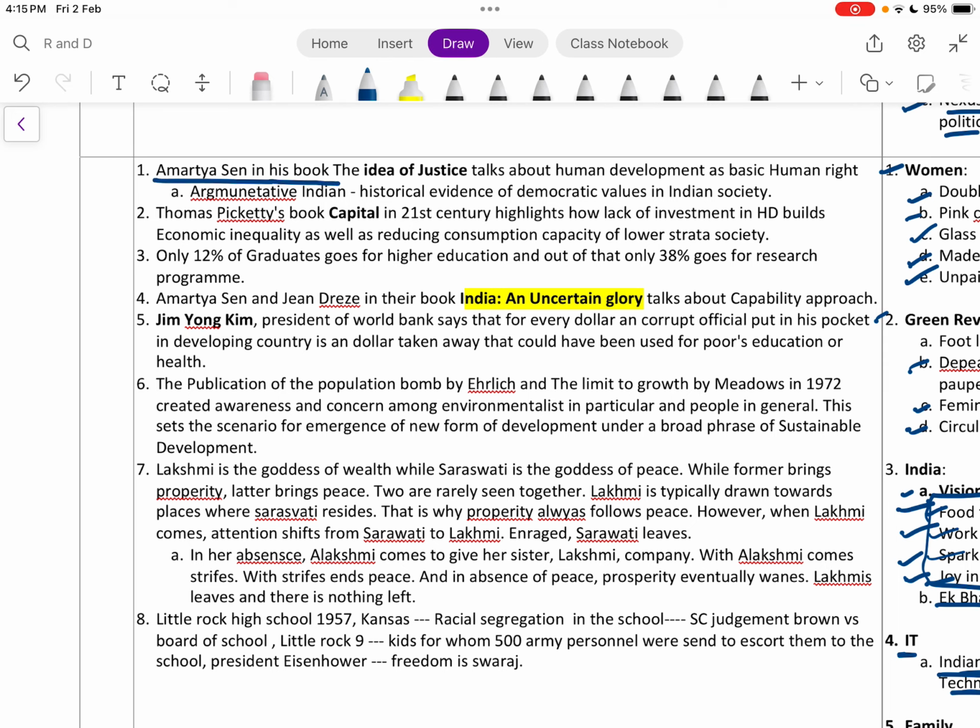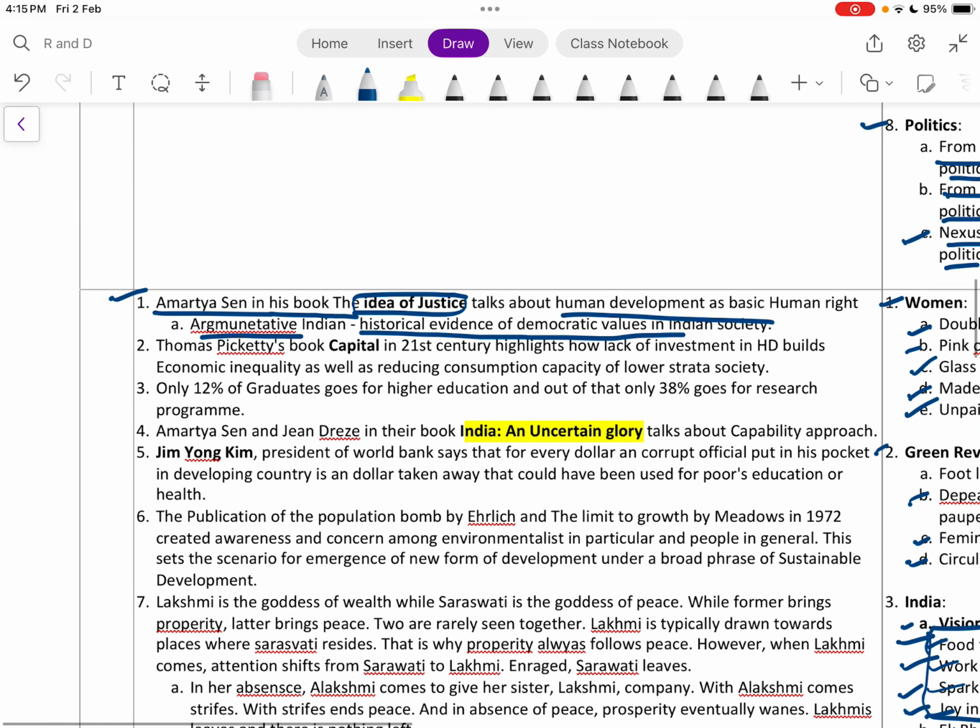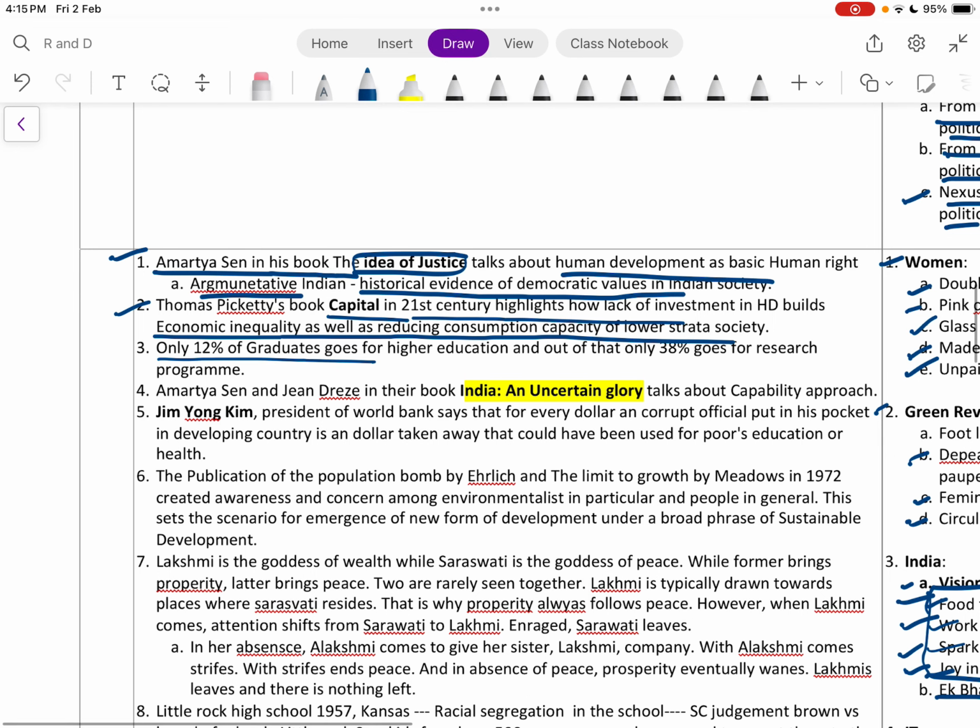Amartya Sen, in his book The Idea of Justice, talks about human development as a basic human right. In The Argumentative Indian, he talks about the historical evidence of democratic values in Indian society. Thomas Piketty, in his book Capital in the Twenty-First Century, highlighted how a lack of investment in human development builds economic inequality as well as reducing the consumption capacity of the lower strata of society. Only 12% of graduates go for higher education, and out of that 38% go for research programs.